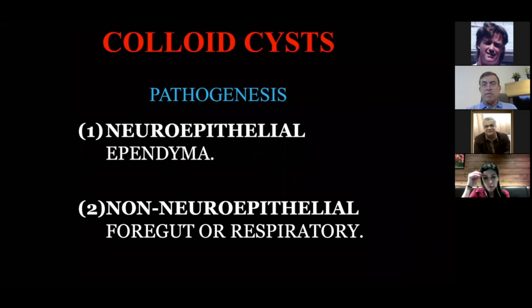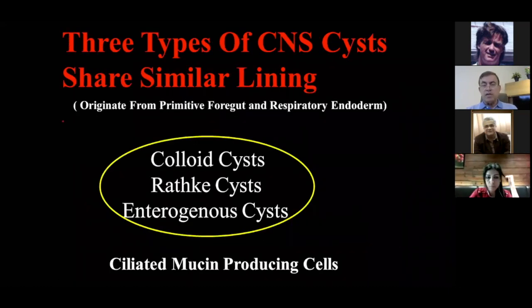So people speak about what's the origin of the colloid cyst. The general consensus is that this is a neuroepithelium, that is ependyma, but there is also a strong new theory that this is a non-neuroepithelium that is coming from the foregut or the respiratory tract. So 3 lesions have the same origin, the same embryology, the same cyst lining and the same contents, and they arise from the primitive foregut. That is colloid cyst, Rathke's cyst, and the enterogenous cyst, and they all have ciliated mucin-producing cells. This is important.